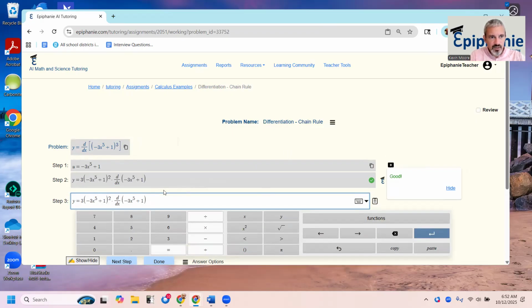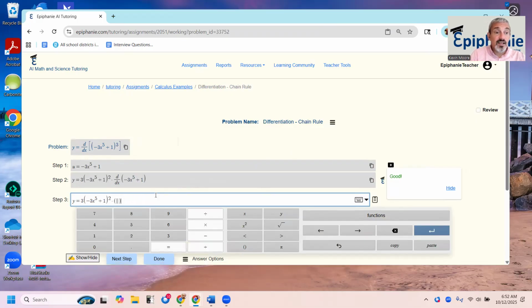I'm going to copy and paste. Derivative of negative 3x to the fifth. You'll notice I'm using parentheses liberally. Without parentheses, a lot of times, Epiphany will get confused. In fact, a lot of times it's actually wrong if you don't put parentheses in there. This is going to be negative 15x to the fourth.